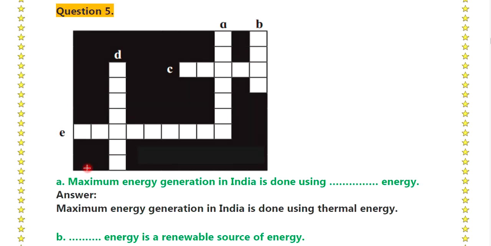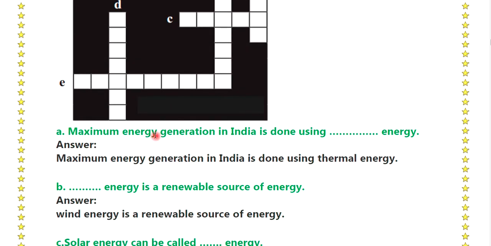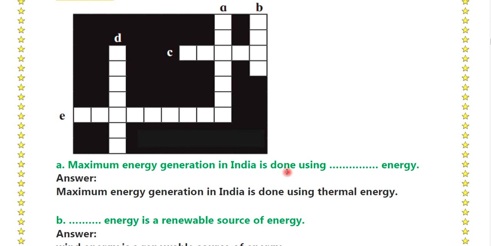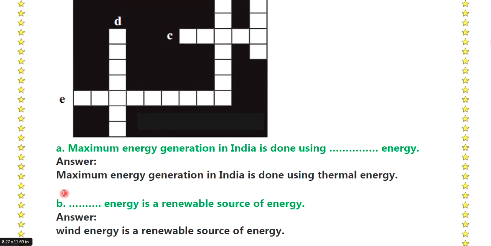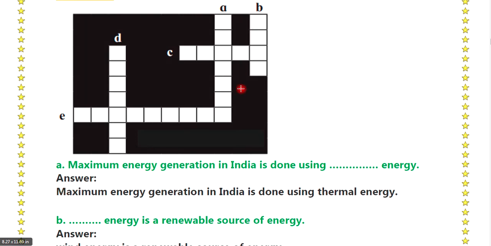Question number 5, the maximum energy generation in India is done using dash dash energy. Maximum energy generation in India is done using thermal energy. Okay, so put here thermal energy. Okay. B, dash dash energy is renewable source of energy. Wind energy is the renewable source of energy.